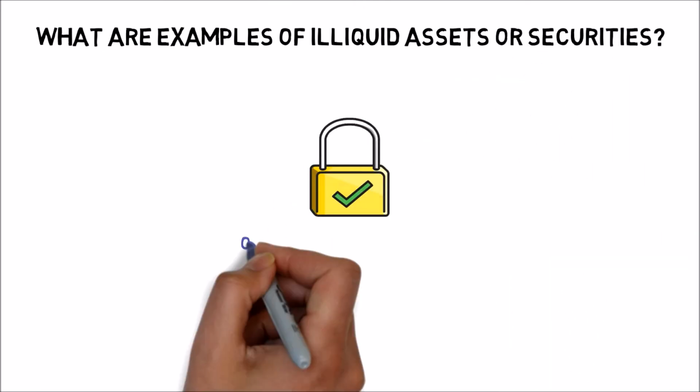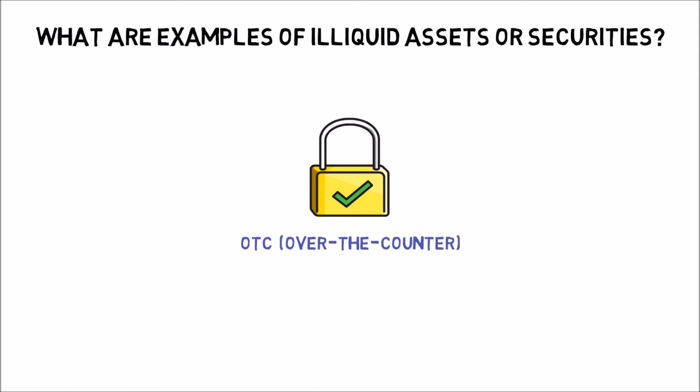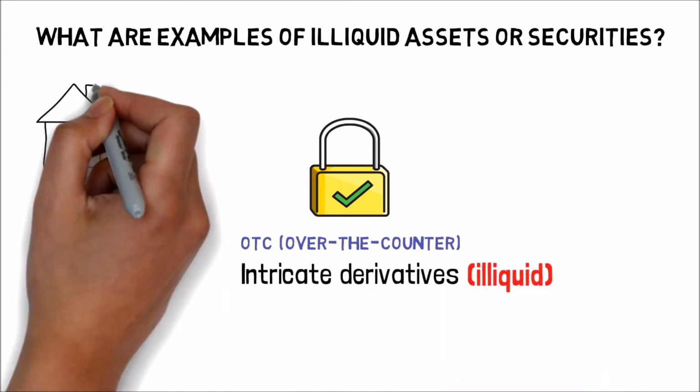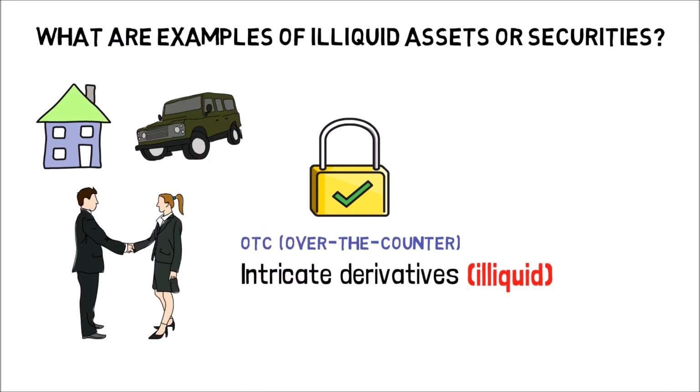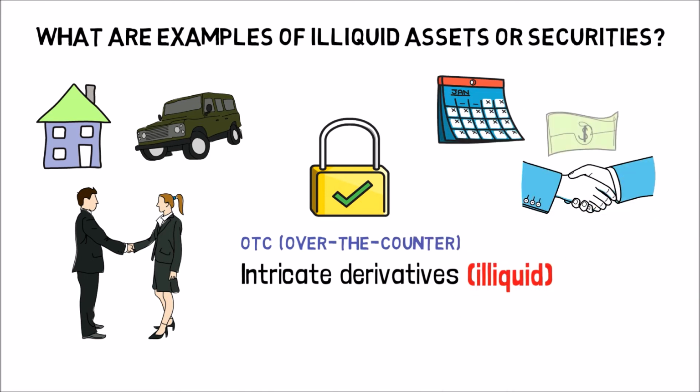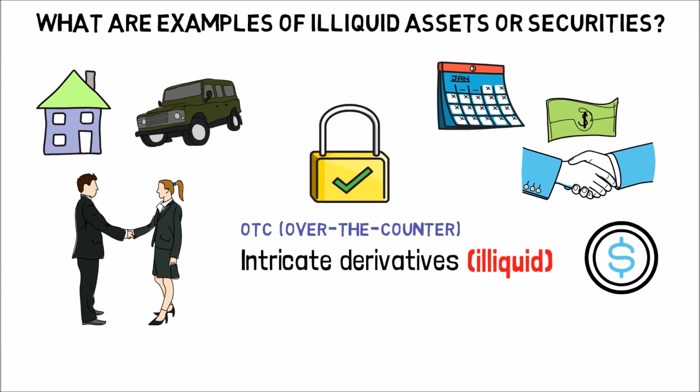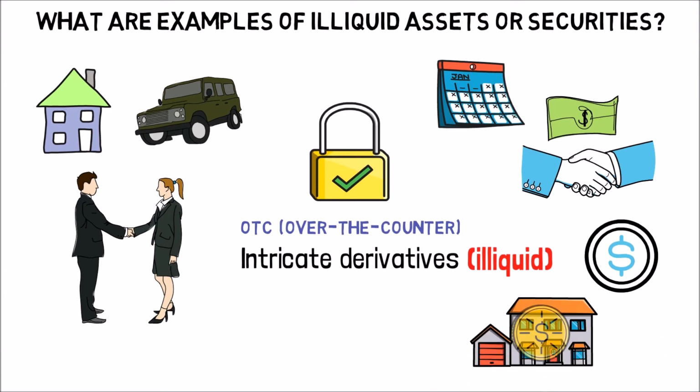What are examples of illiquid assets or securities? Securities that are OTC, over-the-counter, such as intricate derivatives, are frequently quite illiquid. A home, a timeshare, or a car are all somewhat illiquid for individuals, since it might take weeks to months to locate a buyer and execute the transaction. Brokerage fees on top of that, e.g. real estate commissions, may add to the cost of a sale.